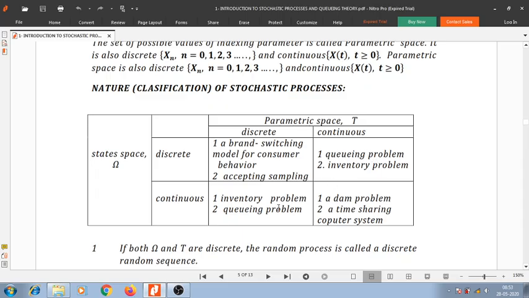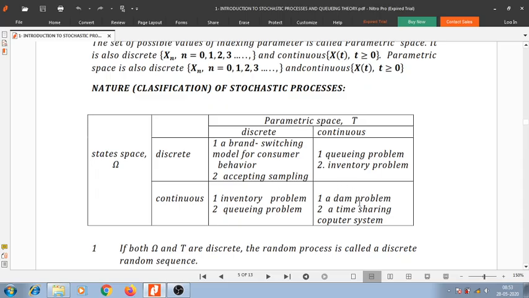And the third domain: the state space is continuous and the parametric space is discrete. Here in this domain, our problems are also queuing theory as well as inventory models, database management systems, and storage of particular data into different clusters. We are talking about inventory control, and the waiting time distribution of a customer in queuing theory is also in this domain.